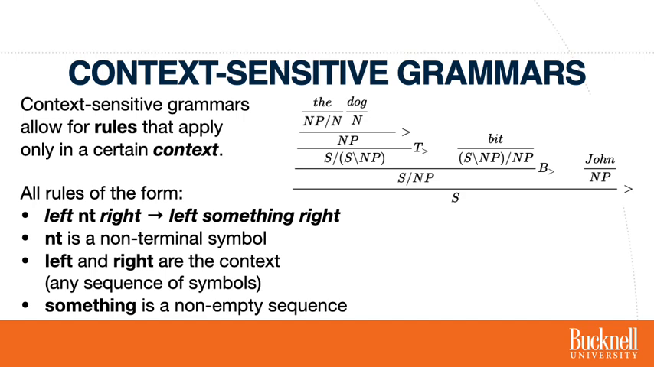This rather complicated looking tree for the sentence, the dog bit John, illustrates using a context-sensitive grammar to parse English. Note that the is no longer simply a determiner. The's type is NP/N, meaning the can be a noun phrase if it is combined with a noun.